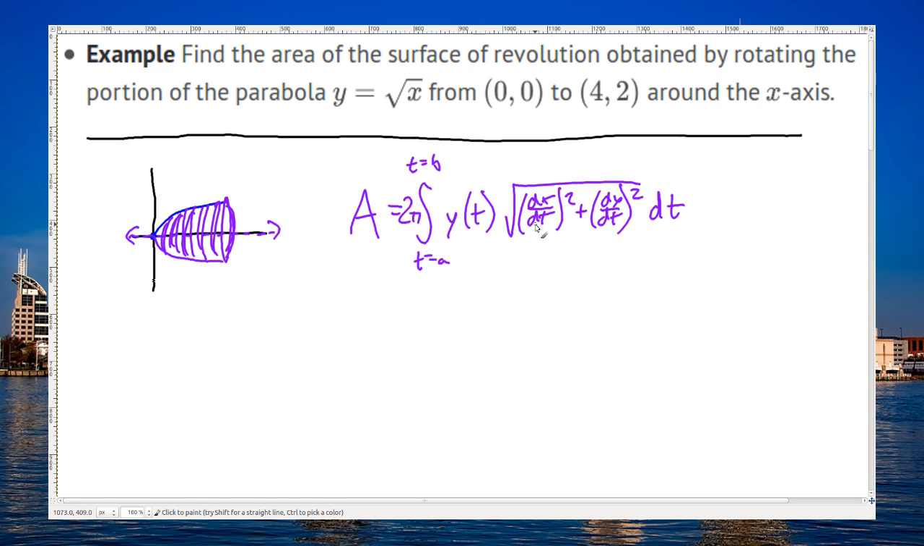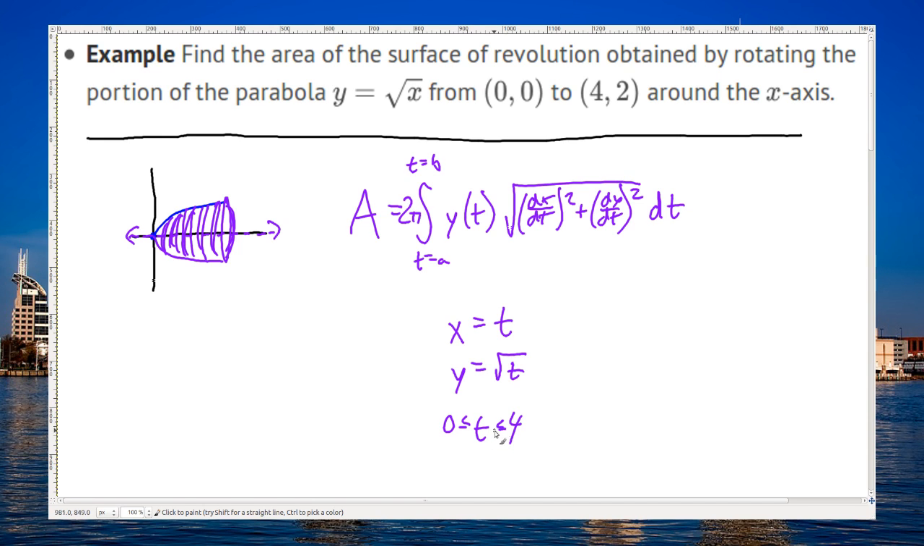Now, in order to even use this, though, we need parametric equations, and we don't have them for the parabola y equals root x, so we need to make them up. When you have a curve described by a function, y equals a function of x, the simplest way is just to let x equal t, and then y would equal the square root of x, which is just the square root of t. I don't really like this parameterization though. If I used it, then since x is going from 0 to 4, t would be between 0 and 4.